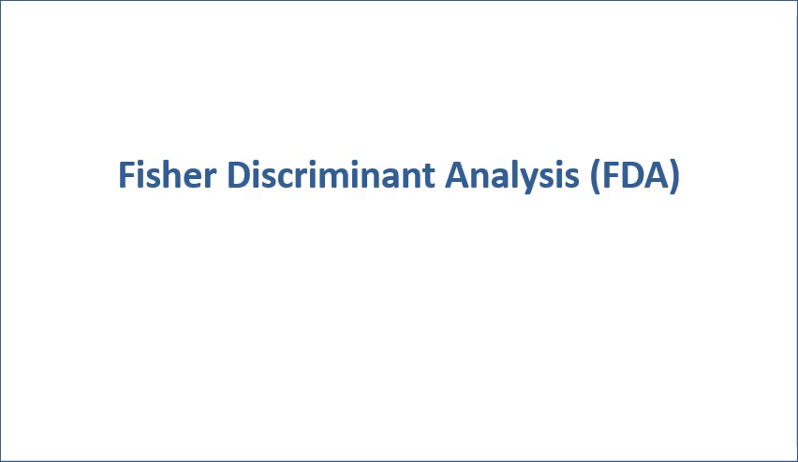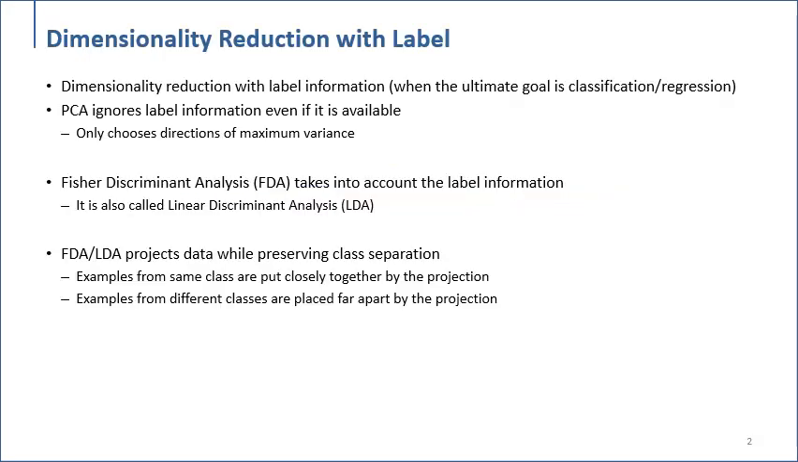Welcome back, everyone. Today we're going to learn the second class of dimensional reduction. And for that, firstly, we're going to learn Fisher discriminant analysis. So for Fisher discriminant analysis, we're going to cover dimensional reduction with the label. So we're going to cover the contents of dimensional reduction with label information.